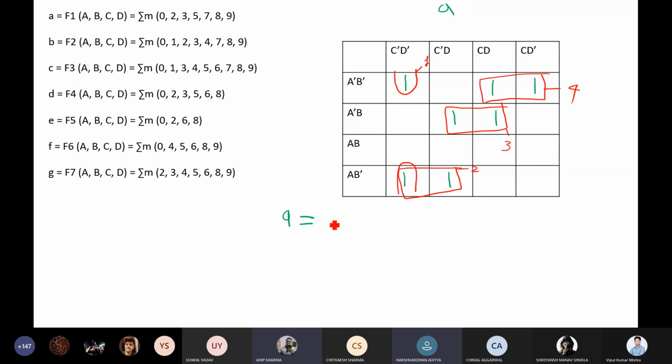So B dash C dash D dash, plus C dash A B dash, plus A dash B D. A dash B D, correct. What about the fourth? A dash B dash C D, dash C.